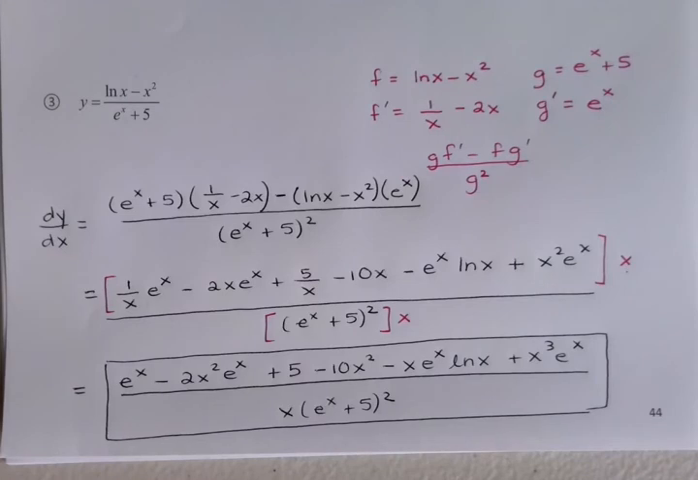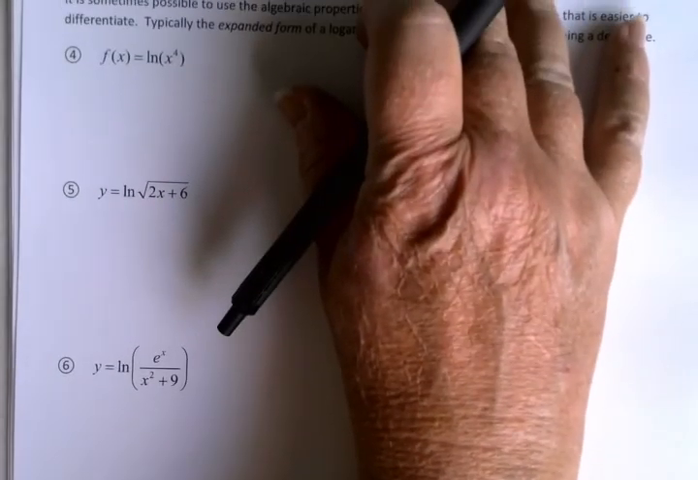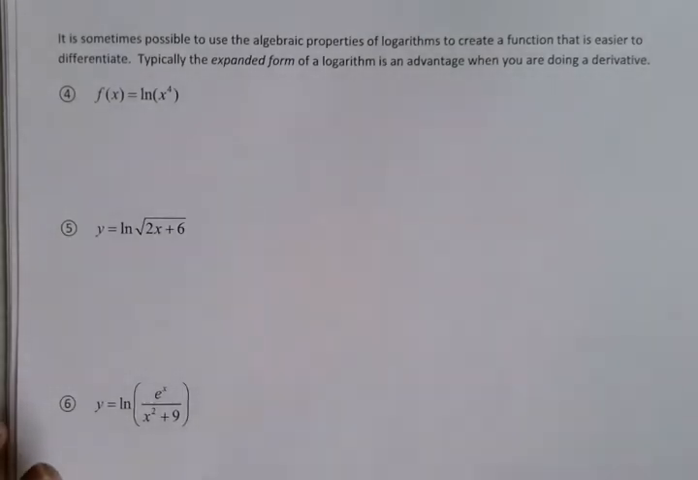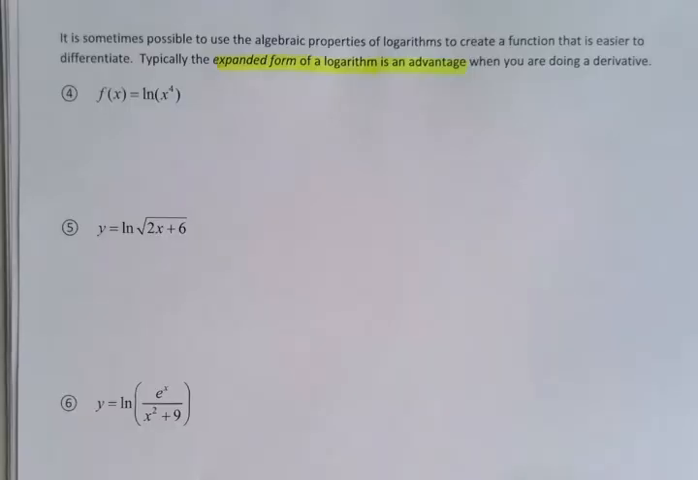All right. One of the things that we also want to talk about is the fact that using the natural log is sometimes an advantage when we're taking derivatives. Here's what I mean by that. You all know that there are some properties of logarithms, right? And those properties can be used to make derivatives easier to do. They can help us avoid product and quotient rules, in fact. Let's take a look at a few other log examples, and I'm going to call your attention to a couple of the log properties we're going to use to make our derivatives easier to do. Typically, the expanded form of a log is an advantage when you're doing a derivative.